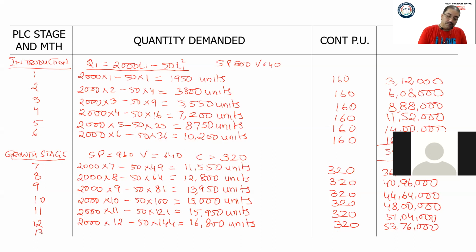Month number 13. 2000 into 13 minus 50 into 13 square is 169. 17,550 units at 320. 56 lakh 16,000.